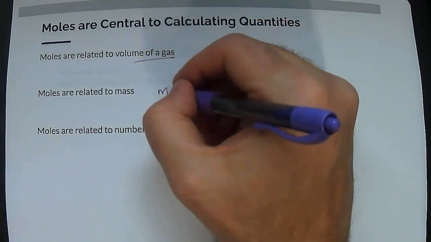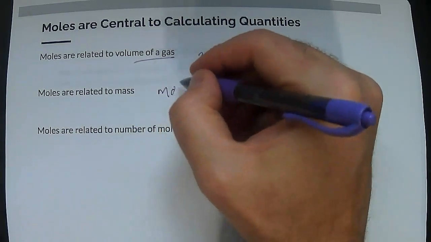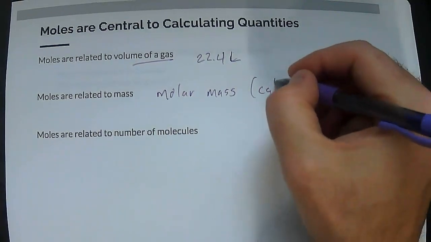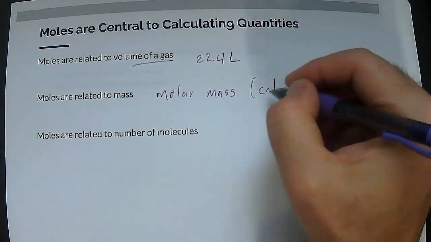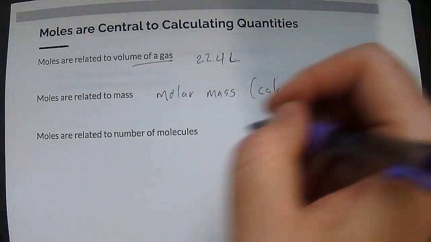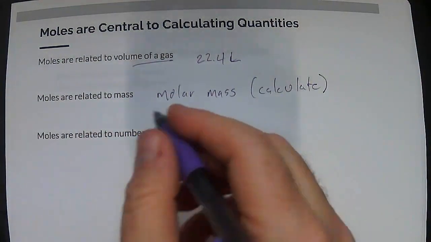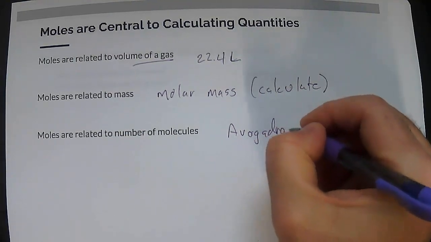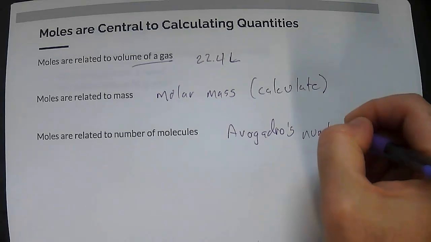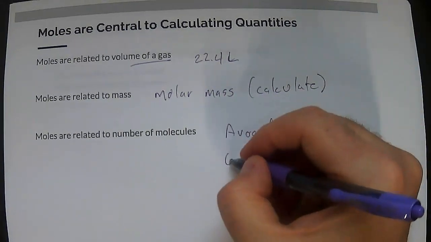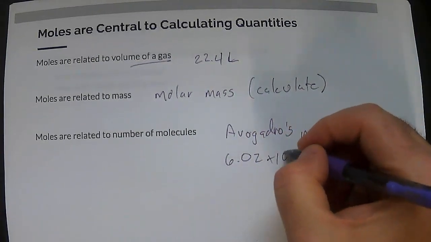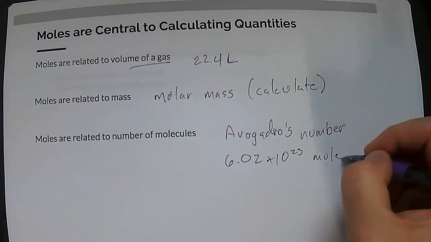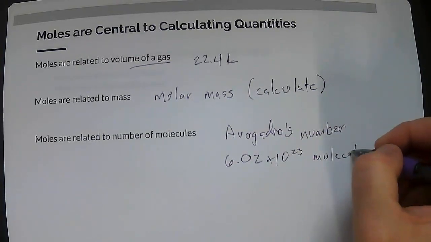Moles are related to mass, using the molar mass. Okay, in this we have to calculate. It's not a constant. And then moles are also related to the number of molecules. Remember, this is Avogadro's number, which is 6.02 times 10 to the 23rd molecules, or atoms or whatever you're counting.